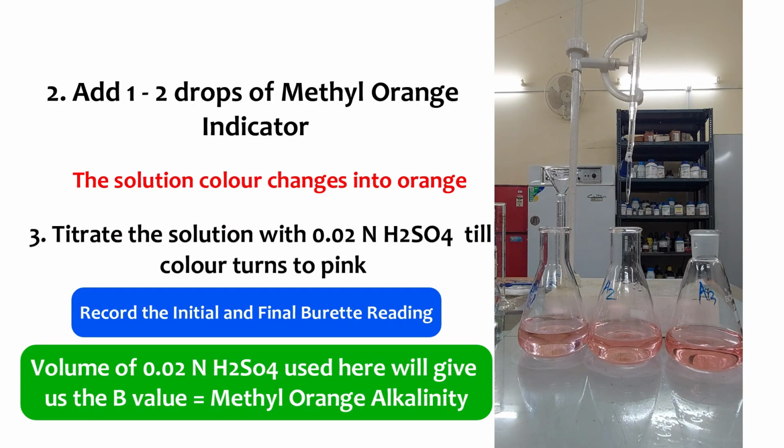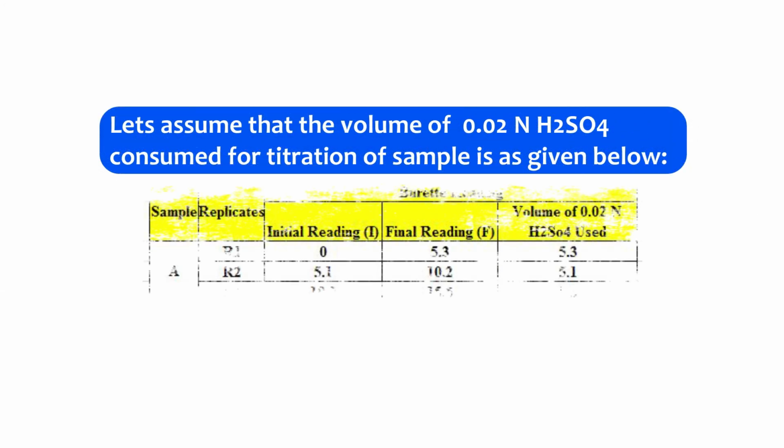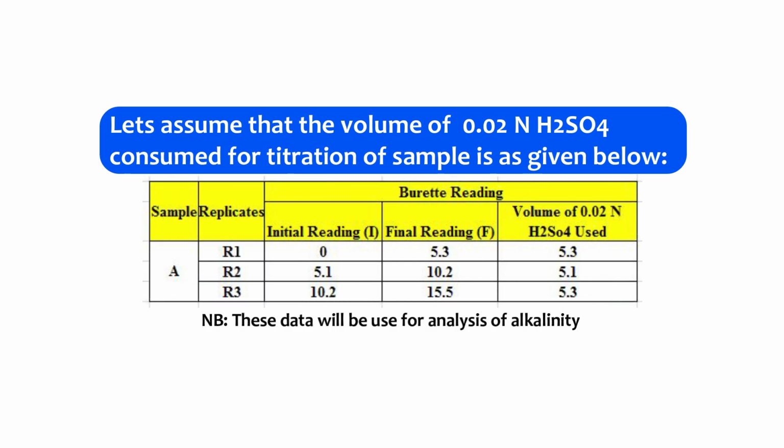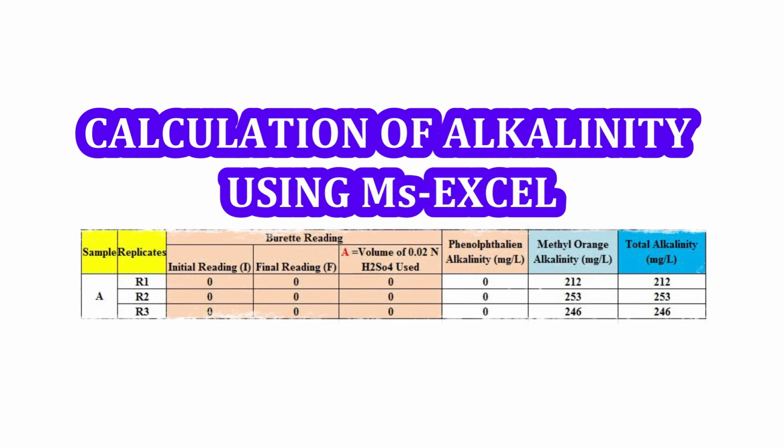Here also, the volume obtained after titration of the samples will be the B value, and this B value will help us to determine the methyl orange alkalinity of the water samples. Let us assume that the volume of 0.02 normality sulfuric acid consumed for titration of the samples is as given on the screen. Next, let's move on to the last stage, that is the calculation of alkalinity in the water samples that we analyzed, by using Microsoft Excel.